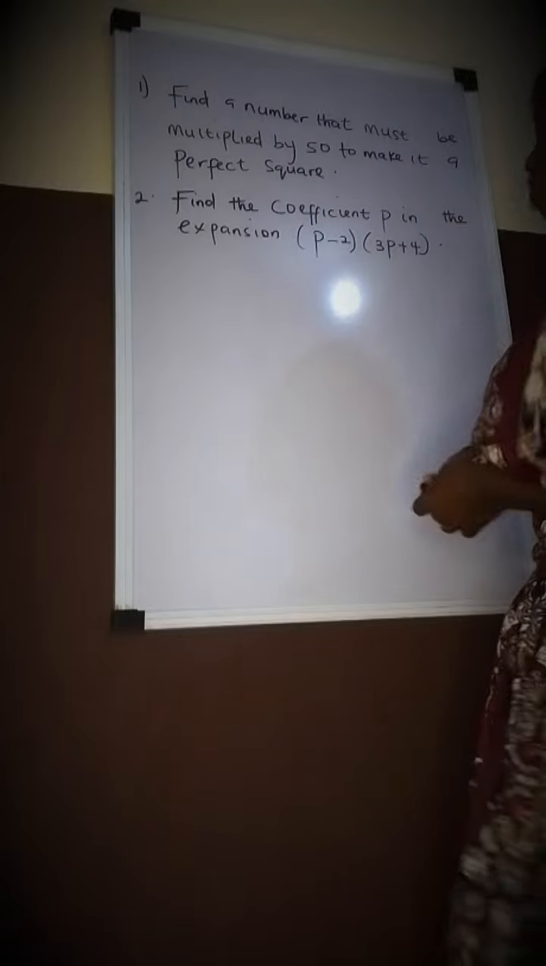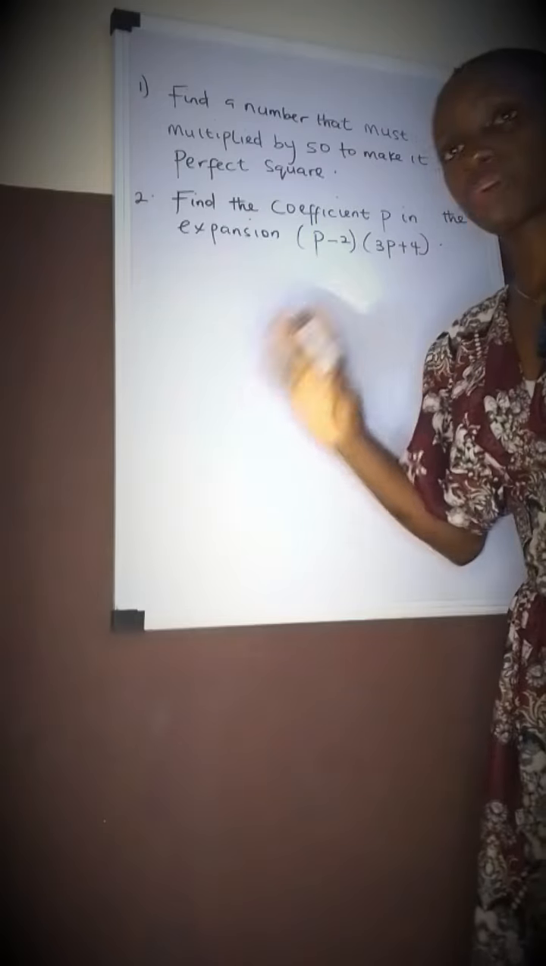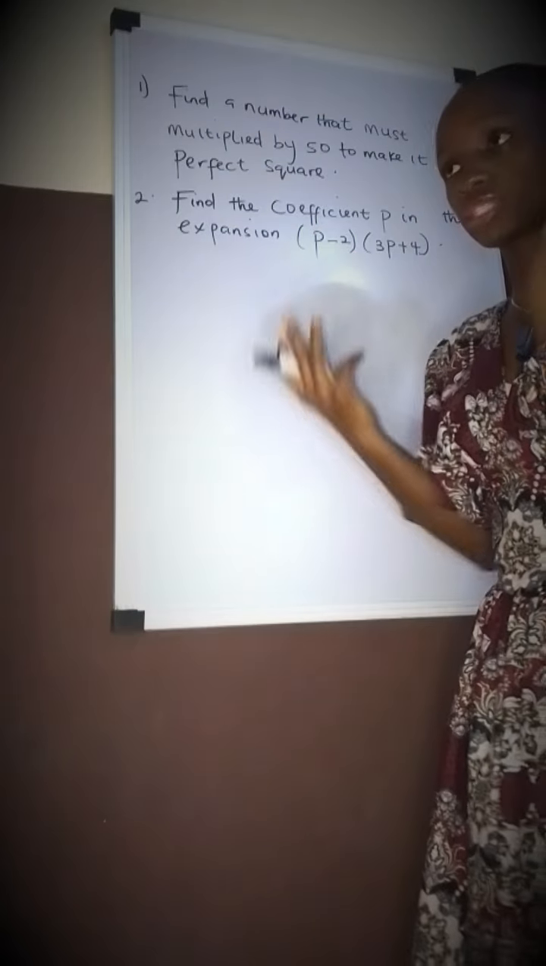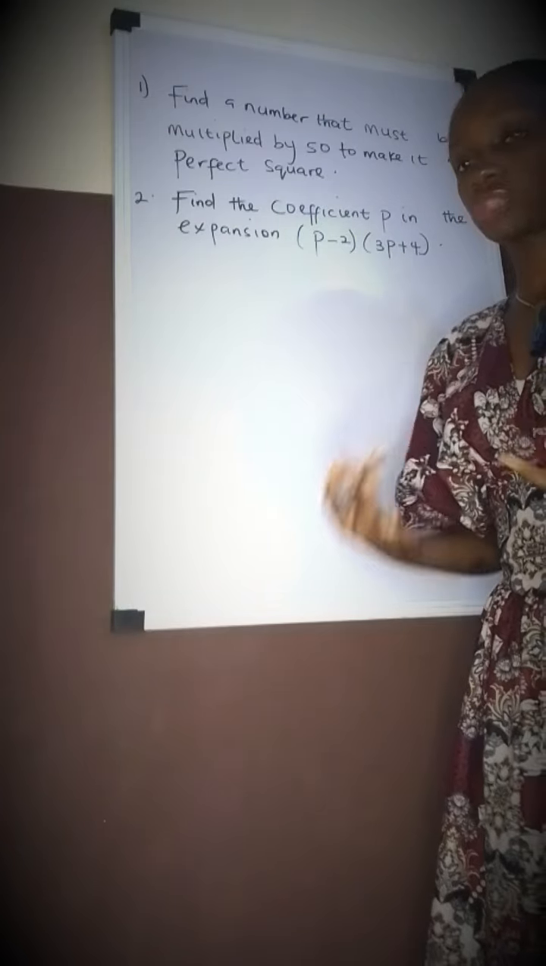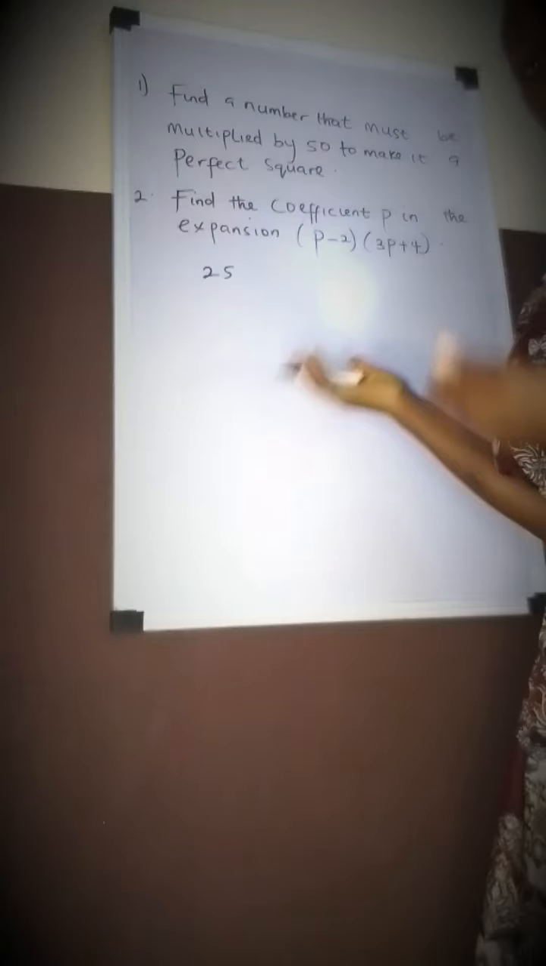The first question says find a number that must be multiplied by 50 to make it a perfect square. First, we have to understand what a perfect square means. A perfect square is a number that when multiplied by itself, gives you a given value. For example, 25 is a perfect square because 5 times 5 is 25.